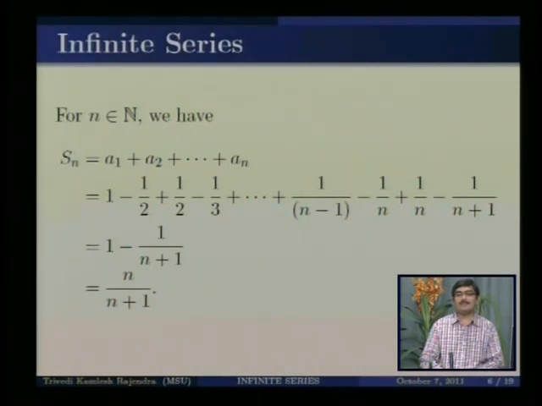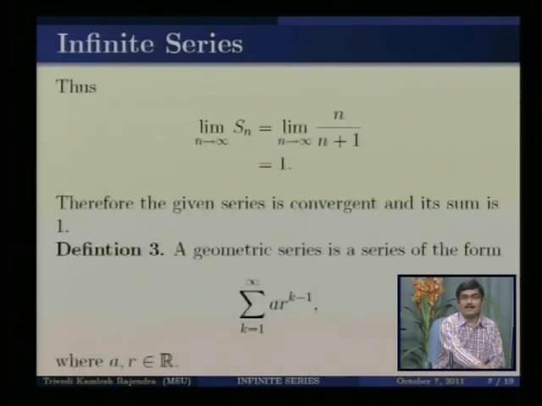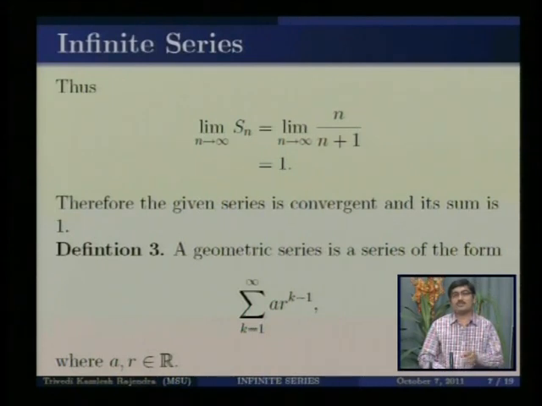Here you can see the cancellation at play. The second and the third in the sum get cancelled and so on. This cancellation moves ahead, and finally we are left only with the first term, that is 1, and the last one, that is minus 1 upon n plus 1. So simplifying this, we get that Sn has a very nice formula, and that is n upon n plus 1. So we are lucky in this sequence that Sn has a very nice structure.